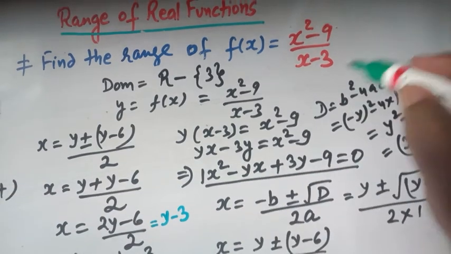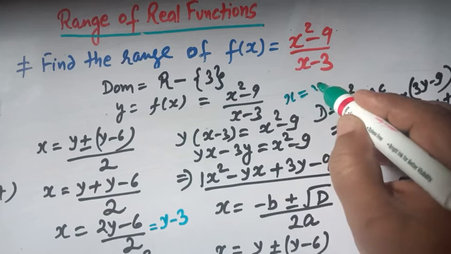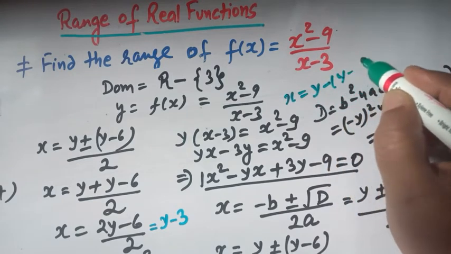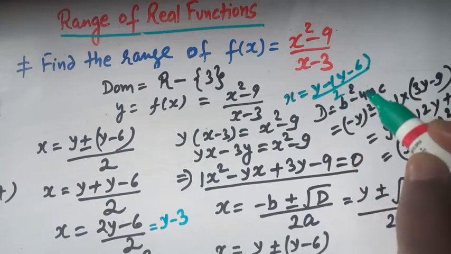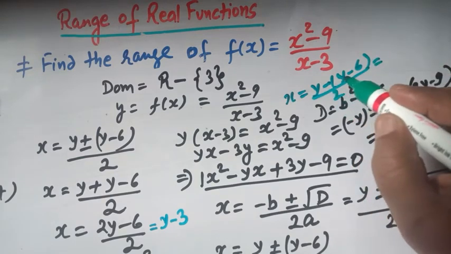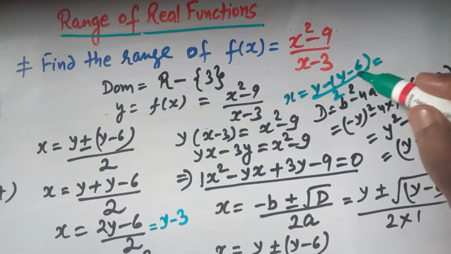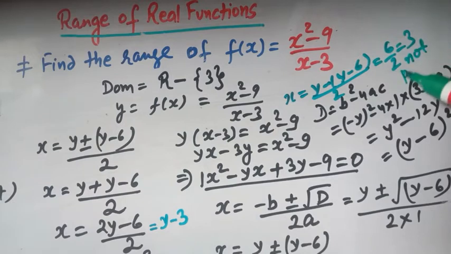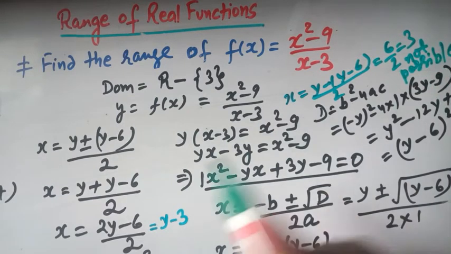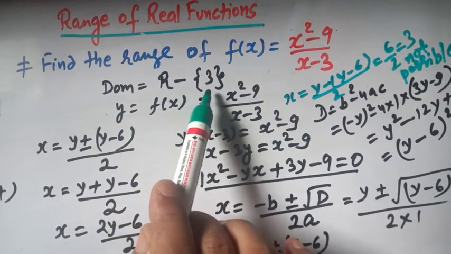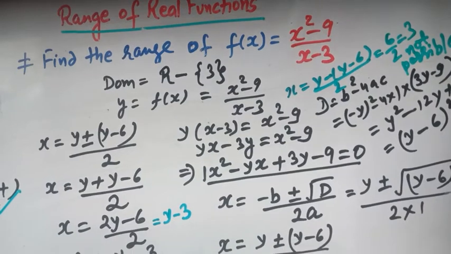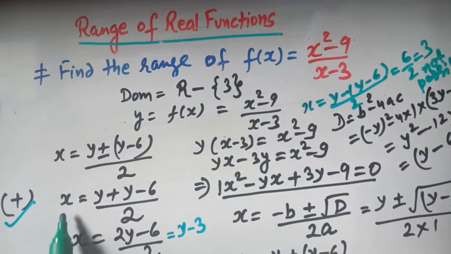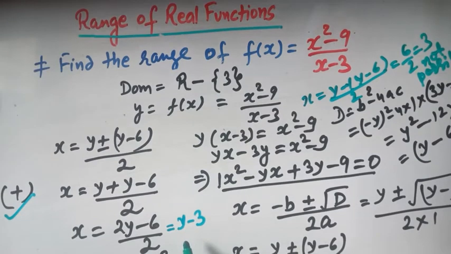See, here if we take a negative sign, then what we'll get? We'll get x is equal to y minus y minus 6 over 2. Clear? And this gives us y minus y gets cancelled, and minus minus is plus, so we have 6 over 2, that is 3, and x is equal to 3 is not possible because we have the domain R minus 3. So we'll take only the positive sign, and when we take the positive sign we have x is equal to y minus 3.